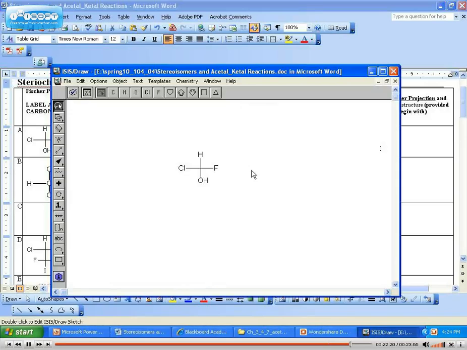Let's go to this one right here. Again, I need to go ahead and flip it. F, Cl. Because I want a duplicate wedge dash, horizontals are wedges, verticals are dashes.